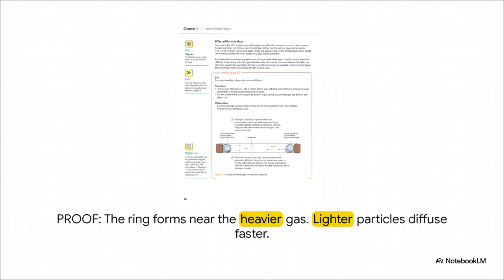But look, where did the ring form? It's way closer to the hydrogen chloride side. Why? Because the light, speedy ammonia particles raced down the tube and traveled much further before the heavy, slow ones could meet them. That's a photo finish, and it's perfect proof.